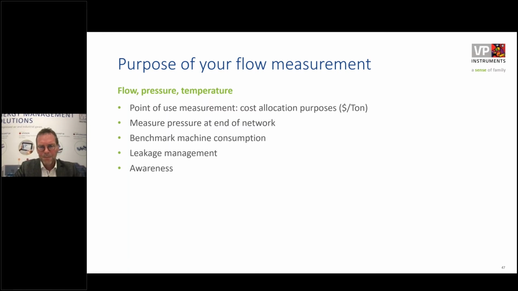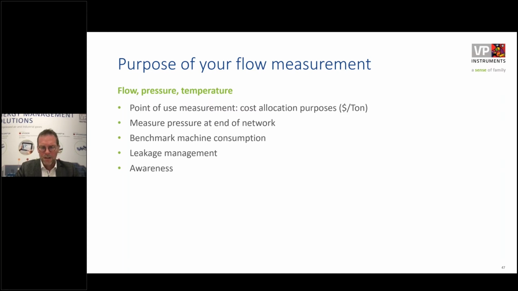Leakage management. A flow meter is definitely the quickest way to find leaks instantaneously if you compare it, for example, to pressure decay. It goes, of course, hand in hand with an ultrasound leak detector to find where the leak is, but the flow meter already gives you a direct signal that there is a leak and that you should do something about it. And creating awareness. So a flow meter can also help to create awareness for the operator.